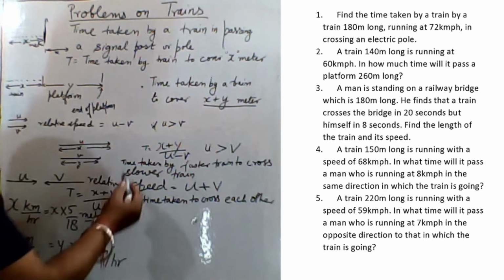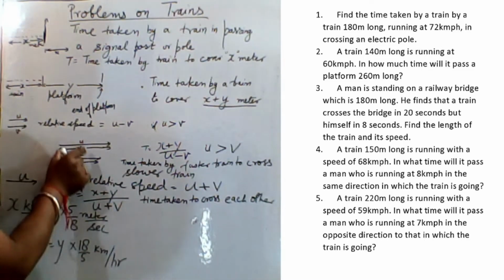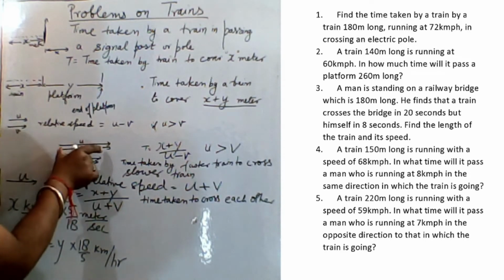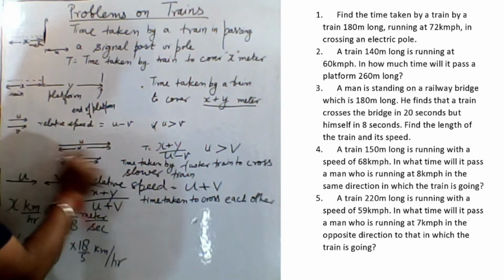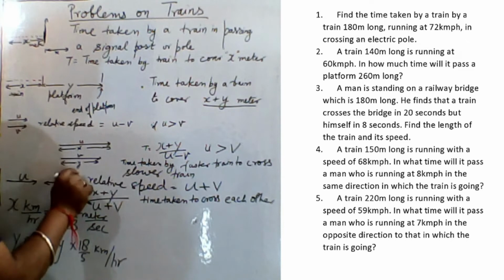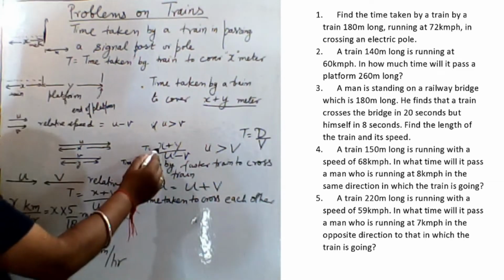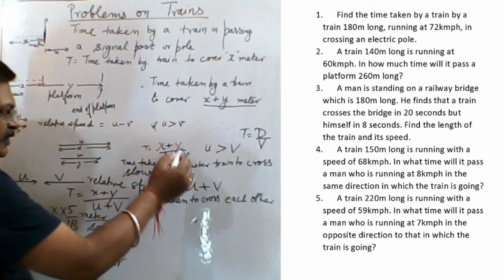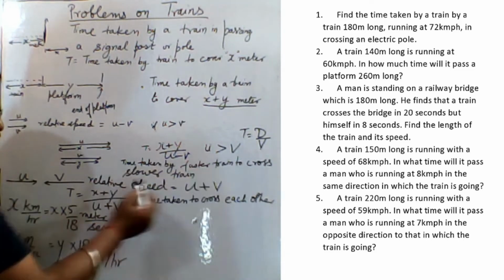Now the question comes: what will be the time taken by a faster train to cross a slower train? Suppose this faster train must cross this slower train. The first train with U meter per second speed will have to cross X meter of its own length and then the length of the other train, that is Y meter. You know that T is equal to distance by velocity. So this is the distance both have to travel, and the velocity is the relative speed. Since U is greater than V, it is U minus V. That is the time taken by a faster train to cross the slower train.